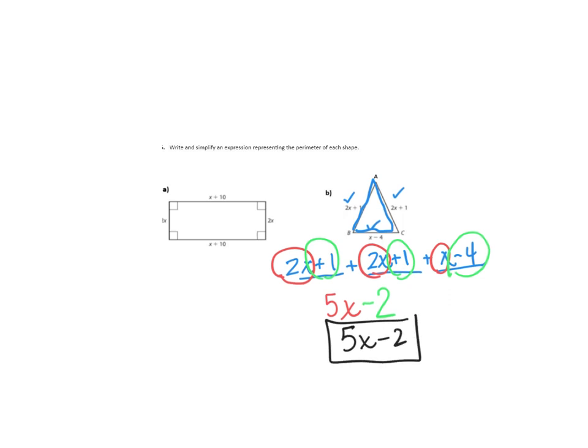So that's my suggestion on working with perimeter: whatever shape you're dealing with, just go through and say, okay, I have 4 sides, 1, 2, 3, 4. And then as I work my way around the shape, I just make sure that I check off all the sides that I did, but you get the idea.